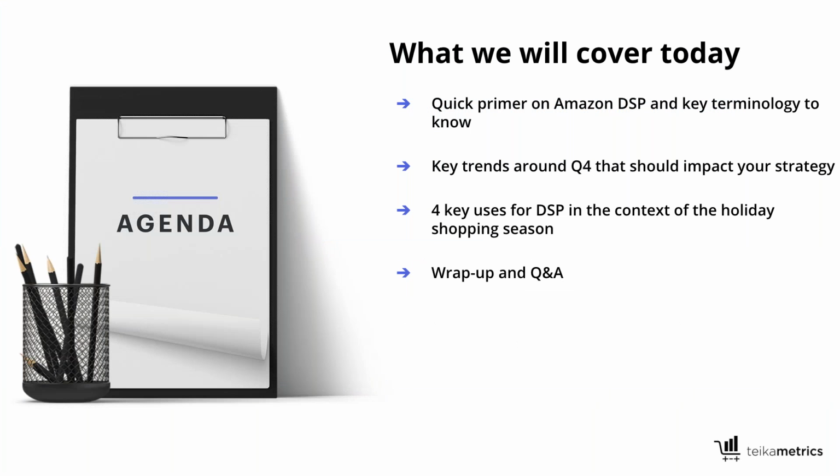So just a quick rundown of the agenda before we get started. First, Sydney's going to go through a really quick high-level overview of what Amazon DSP is, and key terminology you should be aware of, so that as we go through the presentation, no one's feeling left out. Then Sydney's going to go into key trends you should be paying attention to as we enter Q4. These are trends that should be impacting your strategy because they're top of mind, and if you're just doing what you did last Q4, knowing everything that's going on, you'll need to make adjustments.